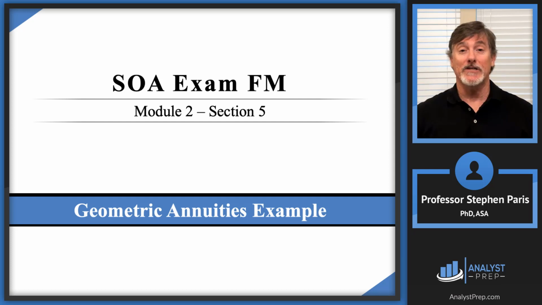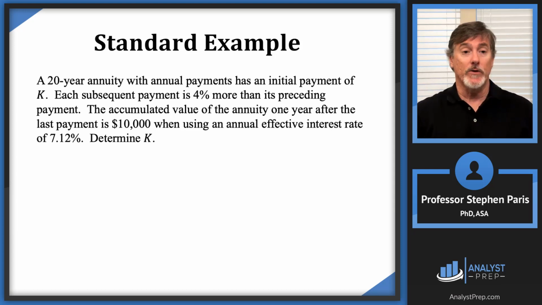Hi, in the next few videos we're going to look at some geometric annuities. The first one that we're going to look at here is just a standard example. So we've got a 20-year annuity with annual payments, with an initial payment of K. Each subsequent payment is 4% more than its preceding payment.